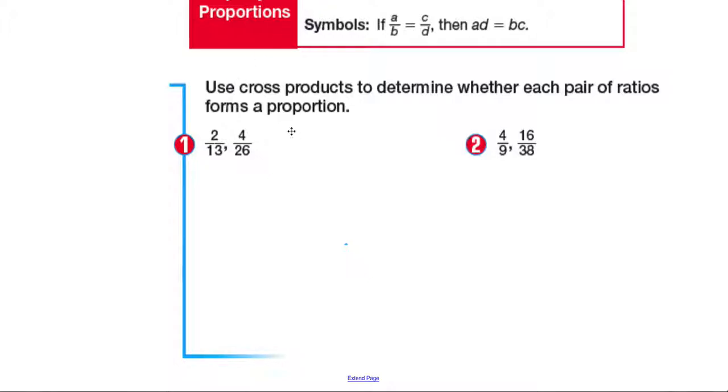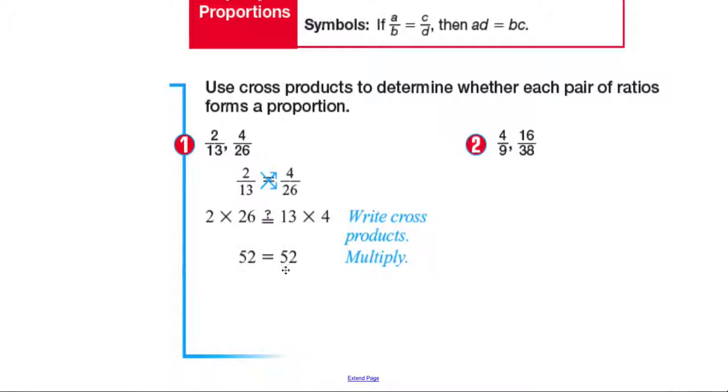Let's take a look at this example. Examples 1 and 2 use cross products to determine whether each pair of ratios forms a proportion. You have 2 over 13 and 4 over 26. So we want to find out by getting their cross products. 2 times 26, is it equal to 4 times 13? We find out that they're equal. Therefore, 2 over 13 is the same as 4 over 26.